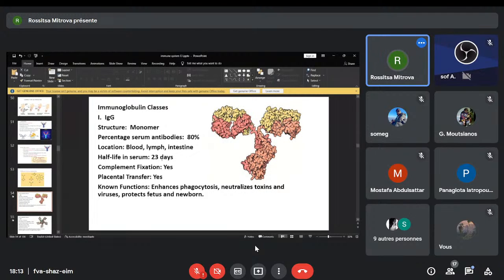the longest half-life, 23 days. Fixates complement, transferred through the placenta, and the known functions till now are that it enhances phagocytosis, neutralizes toxins and viruses, protects the fetus and newborn because of this ability to transfer through the placenta.